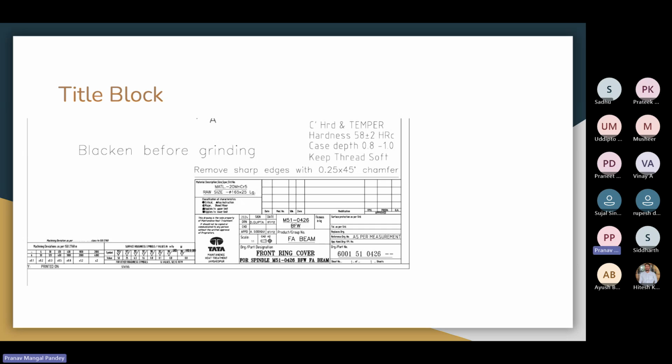I'm working recently at Tata Motors on one of the grinding machines. The number of the grinding machine is M510077 or 0076 or 0477. These are numbers allocated to different machines. Even the parts have designated part numbers. For example, this spindle part, the front ring cover, has a part number 6011 51 0426. So that is specially written here.